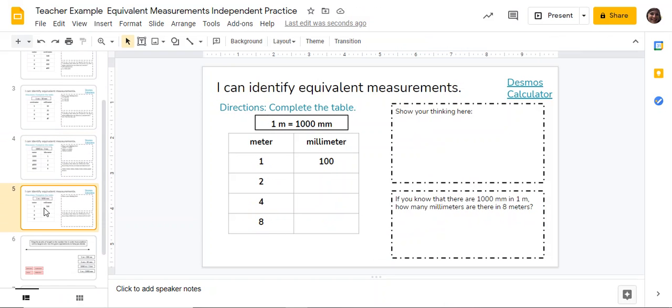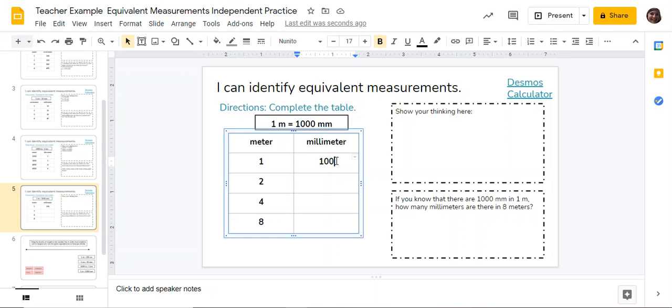Slide 5. 1 meter equals 1,000 millimeters. So one of those baseball bats equals 1,000 of those tiny little ticks inside that ruler. I just saw that there was an error here, so I'm going to fix that real quick. All right, so 1 meter equals 1,000 millimeters. I'm going to do the same thing that I've been doing.